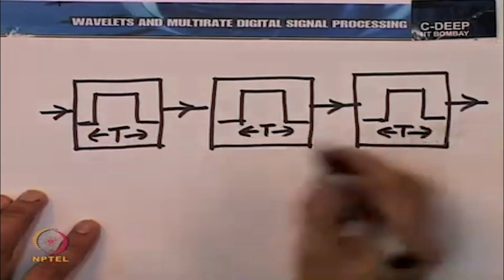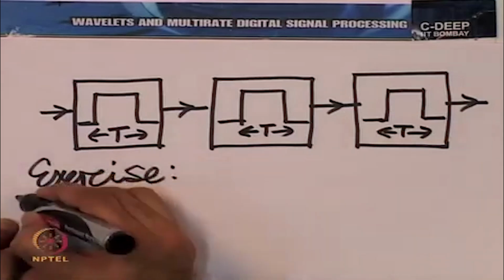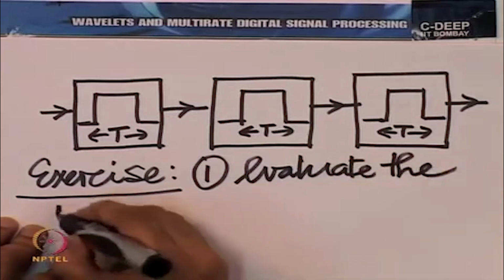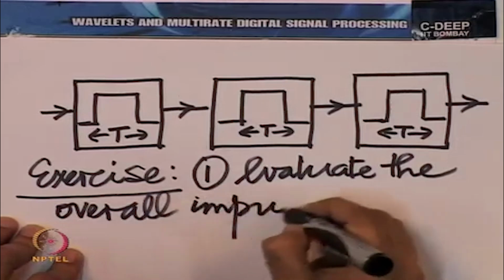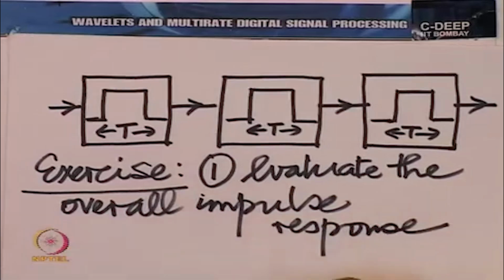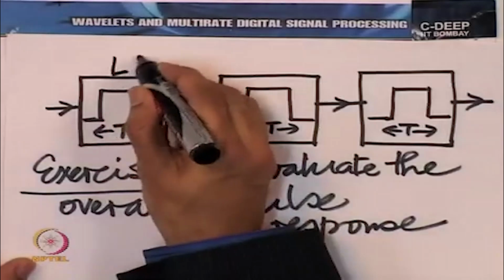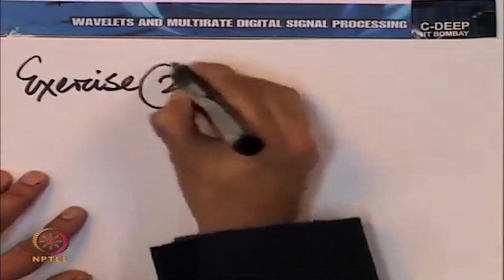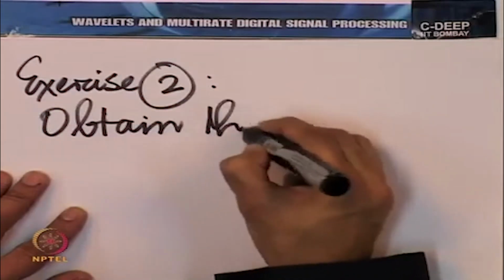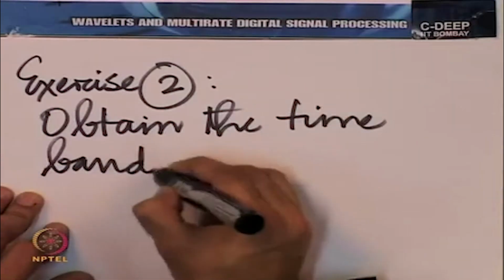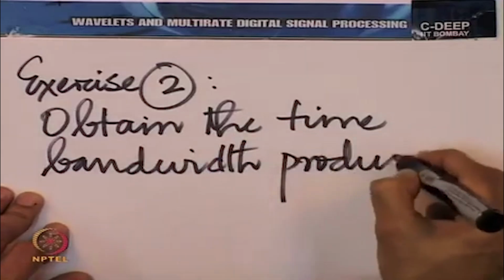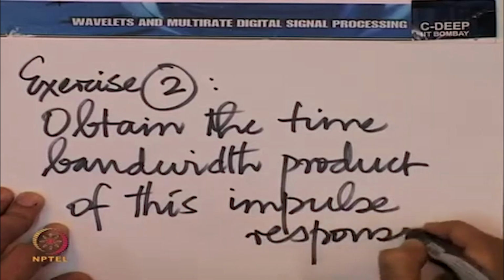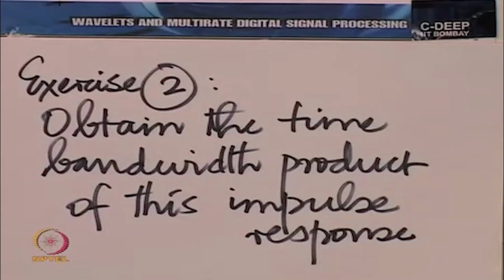I shall leave a little exercise for you to do here. The exercise is number 1, evaluate the overall impulse response. Exercise number 2, these are all LSI systems by the way, linear shift invariant systems with the impulse response shown. Exercise 2, obtain the time bandwidth product of this impulse response. And naturally, when you do that, you would be inclined to compare it with the number 0.3. You hope that it should be less, but I leave it to you to see what it actually is.